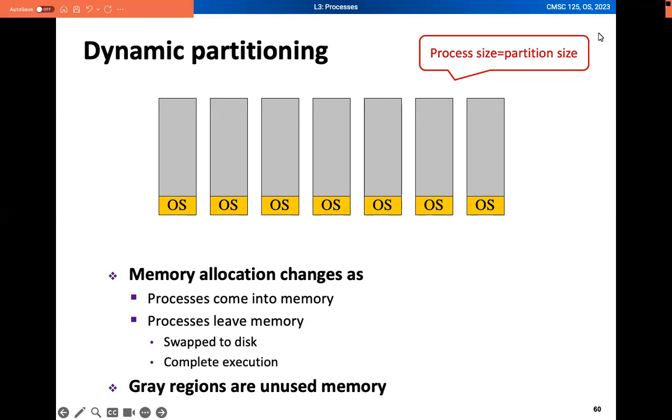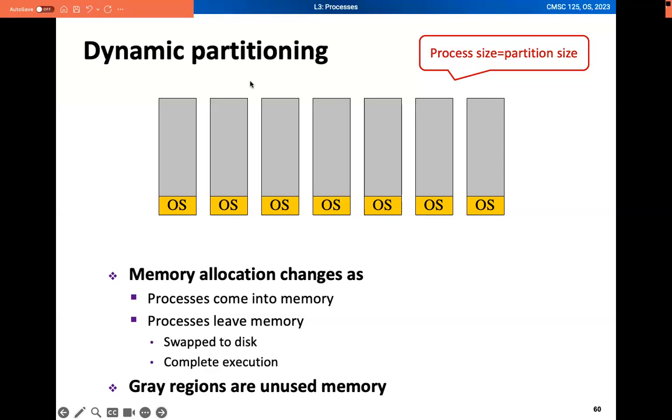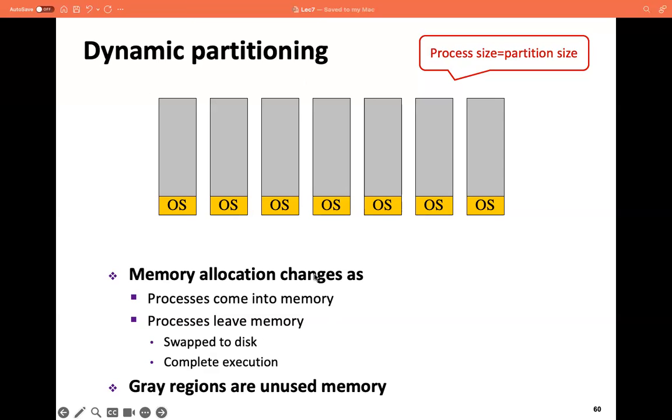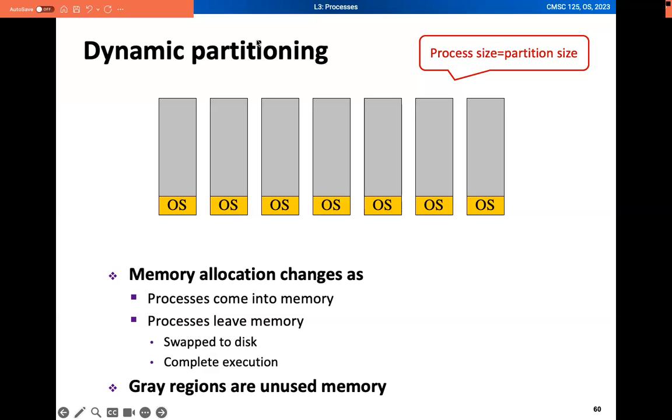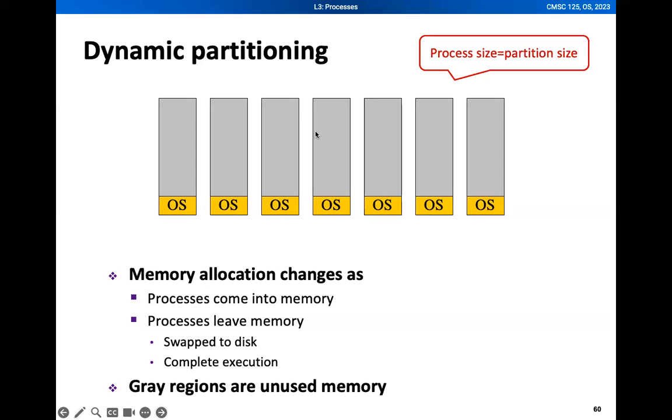Hello everyone. In the previous video, we discussed the difference between fixed versus dynamic partitioning. In dynamic partitioning, as we have discussed, the memory allocation changes as processes come into the memory or leave memory, right? So dynamic partitioning is also known as variable partitioning or dynamic memory allocation, and allows the system to allocate memory to processes dynamically as needed.